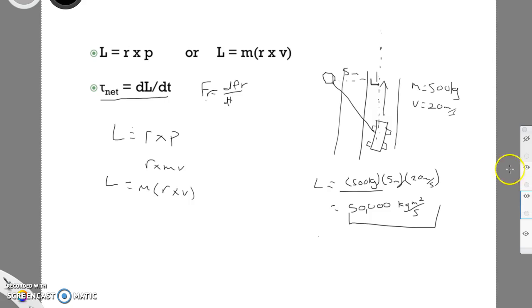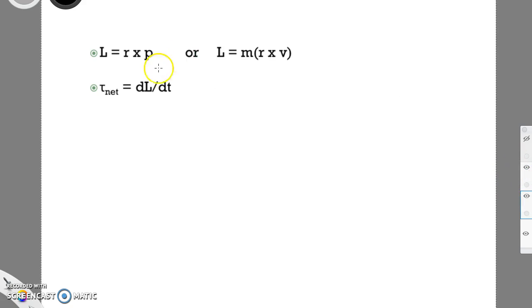Let's say that we have an object. Or let's say that we have someone playing baseball. So this would be the pitcher, maybe. So we can throw the baseball, and then here's the batter.